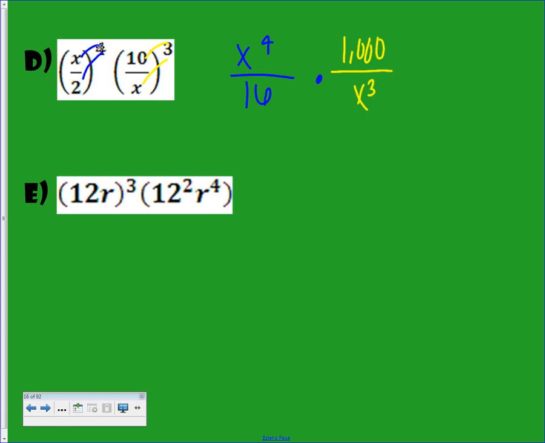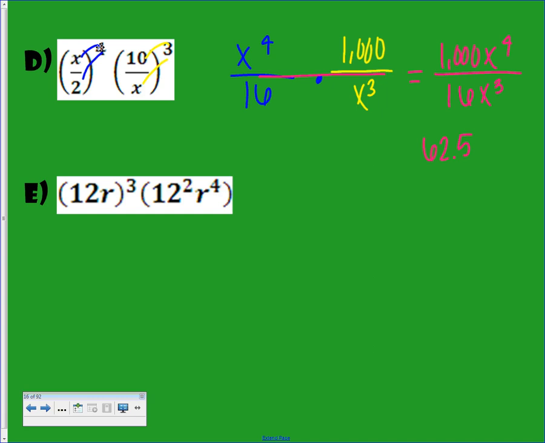Now I have 2 fractions being multiplied, okay, and numbers are just numbers. So remember, you multiply fractions straight across. So that gives me 1,000 x to the 4th over 16 x to the 3rd. And now numbers are just numbers, so I'm going to do 1,000 over 16. Okay, so 1,000 over 16 is 62.5. That's just dividing, okay, because numbers are numbers.